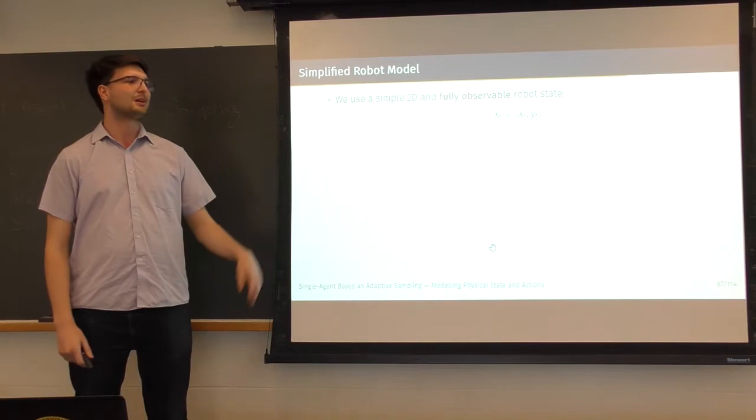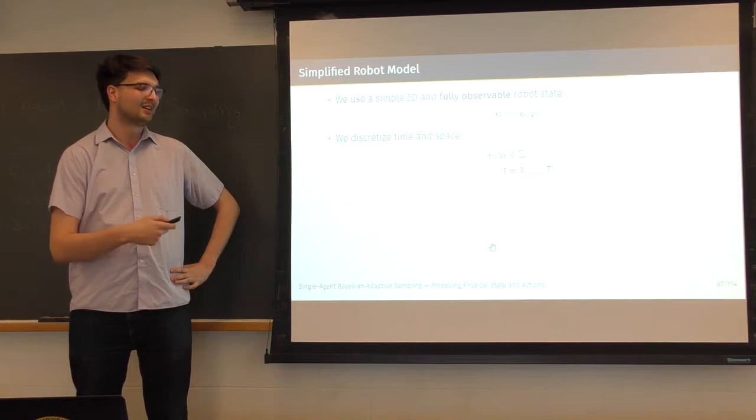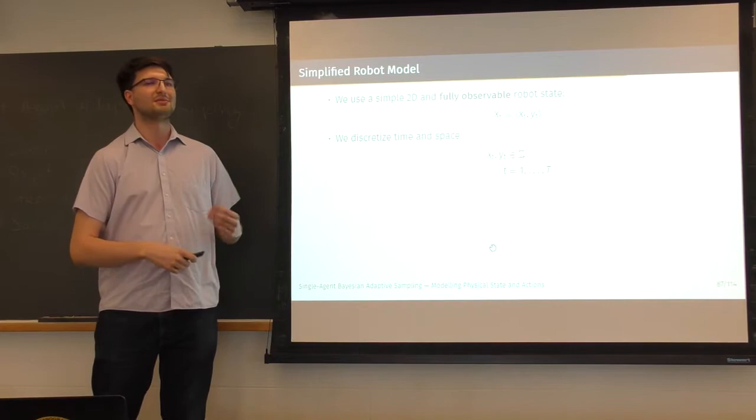So we just have an X and a Y position. We're not going to worry about the other physical features of the robot for now, but those are just more things that go into our physical model. We're also going to discretize time and space. This just makes the algorithm a bit more intuitive to understand.